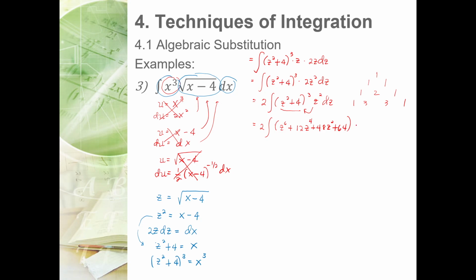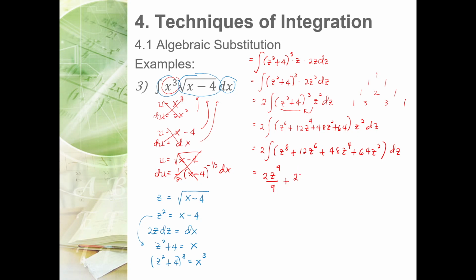Okay, then we have z squared dz. Distributing your z squared to each term inside the polynomial, this becomes z to the power of 8 plus 12z to the power of 6 plus 48z to the power of 4 plus 64z squared dz. Again, if we try to integrate each term, this is a basic formula, the exponent rule. So z to the 9 all over 9.